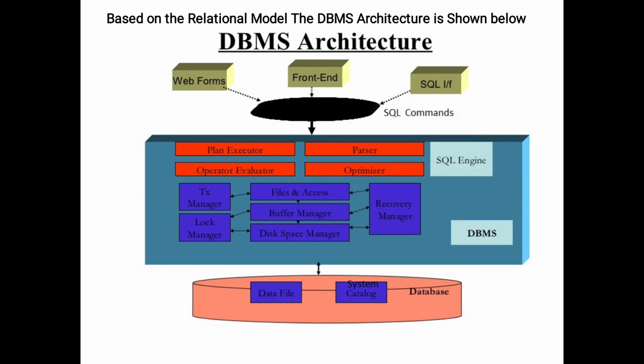In the DBMS, that means the physical level, the physical level communicates directly with the database. In that physical level, the transaction manager, lock manager, files and access, buffer manager, disk space manager, and recovery manager are there. They have some responsibilities, and now we will discuss those responsibilities. In this database, data files and index files are available. One system catalog is also available. What is the use of that system catalog? What are the meanings of these things? Now we will discuss that.